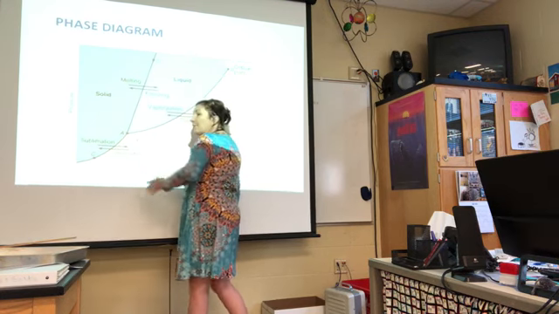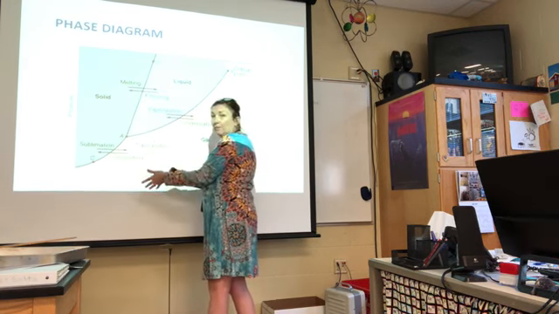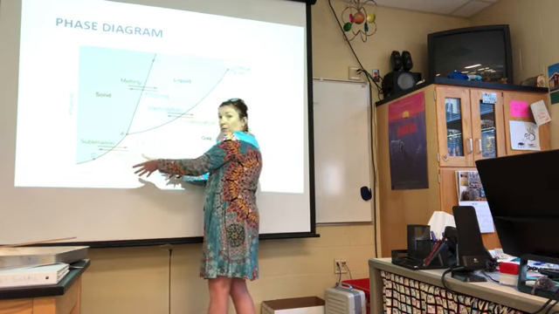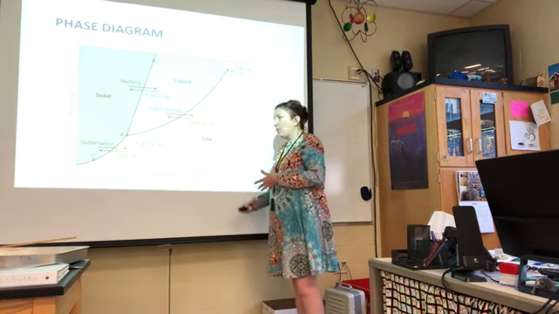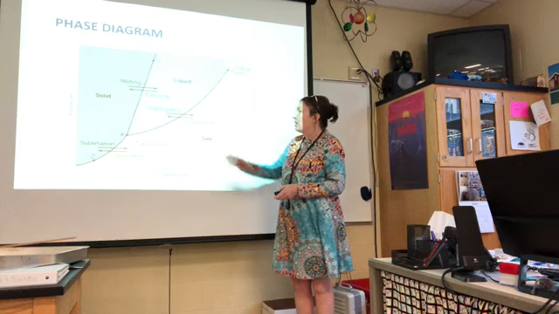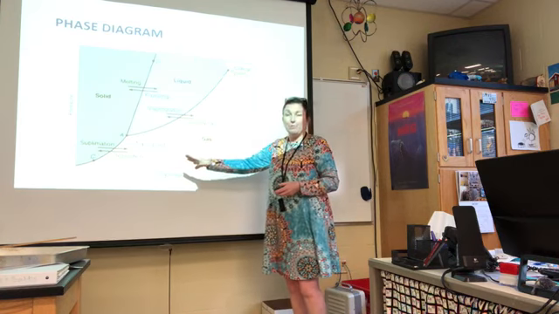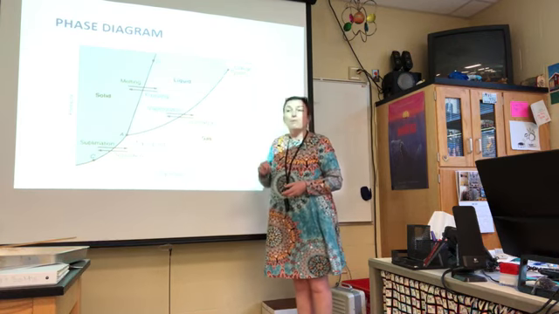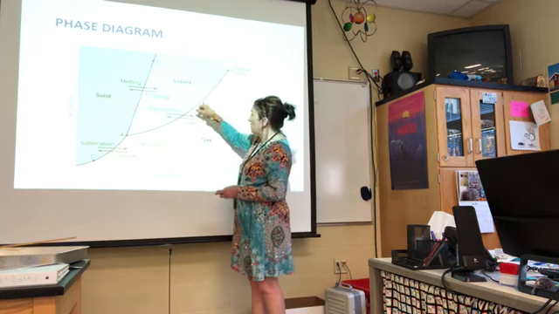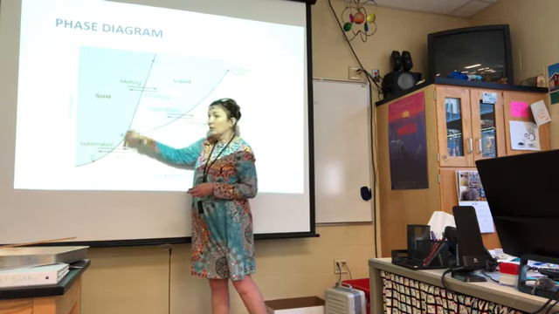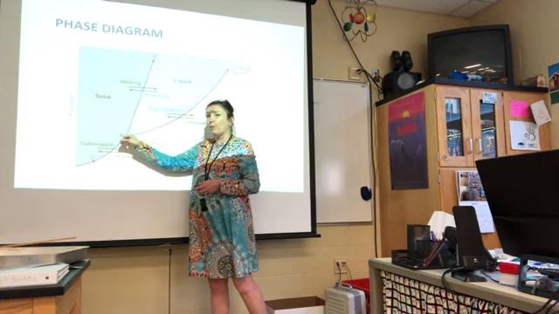Now, every substance has its own phase diagram. This is just for water. So if you look at methane or isopropyl alcohol or something else, it's going to look different than this based on the substance. But you have to know a few things. You have to know what these lines mean. And you have to understand what triple point means.